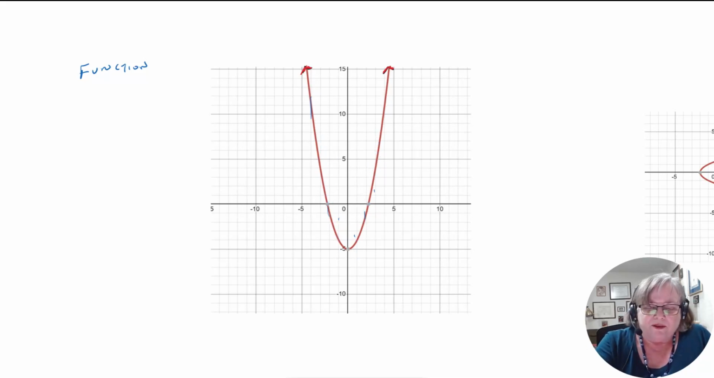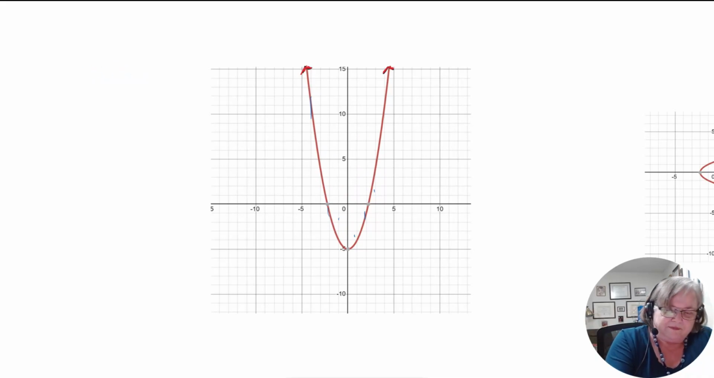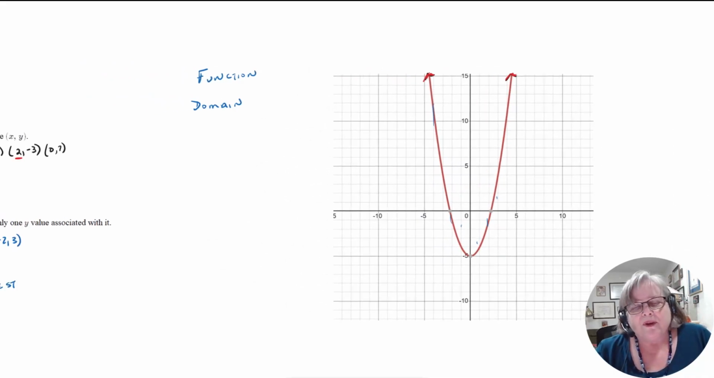Now, let's talk about the domain. The domain is a word that's used when they're trying to use one word to ask you a kind of long question. So the domain says, what values of x are found within this function or allowed to be chosen to compute a y value that's associated with it. So what x's are utilized in this function? And a fast way to say that is, what's the domain? Okay, so the domain is asking you about the x values.